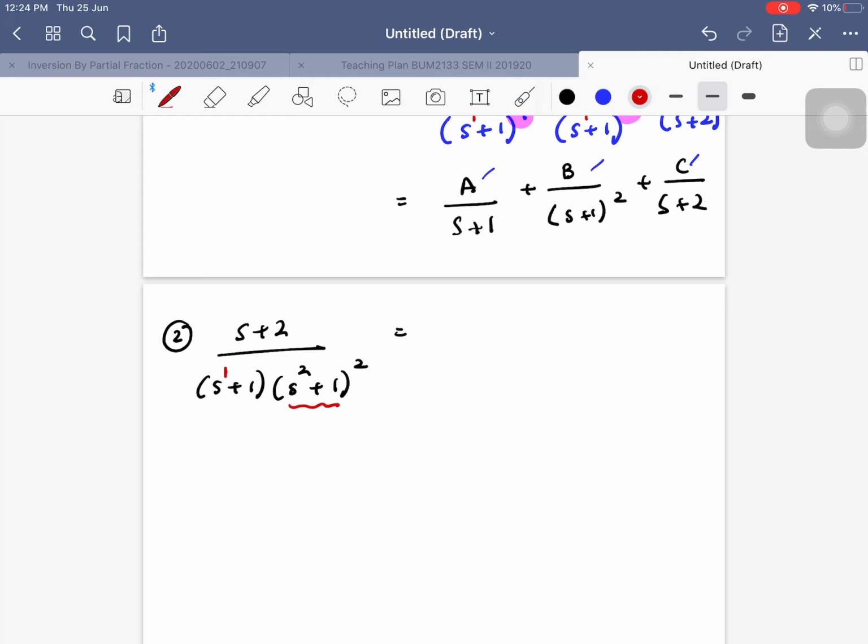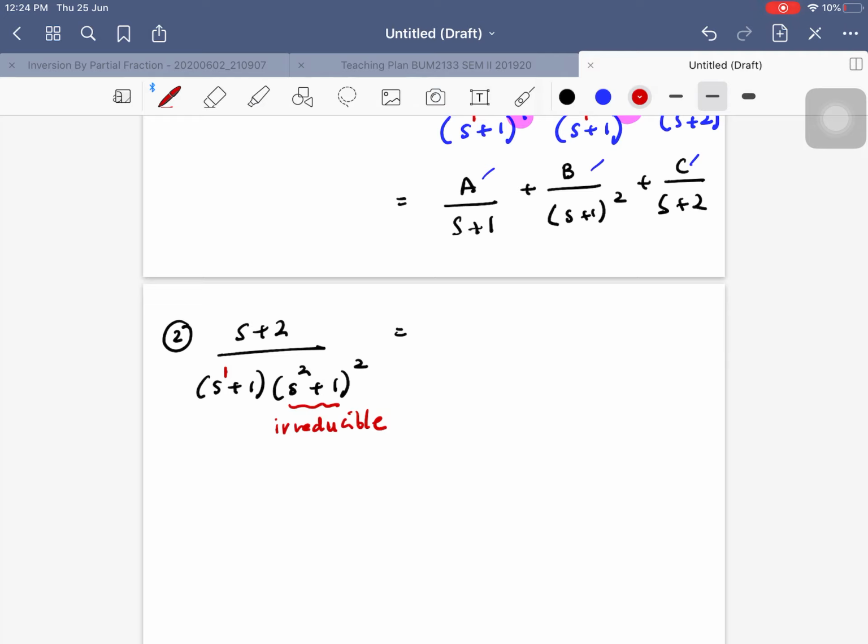But if you use your calculator for this, you will find that the roots are going to be i and negative i. So therefore, this is going to be irreducible. There's no way that you can deal with that, so leave it as it is.